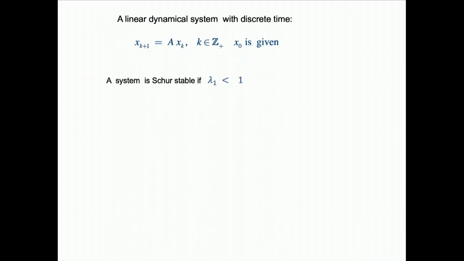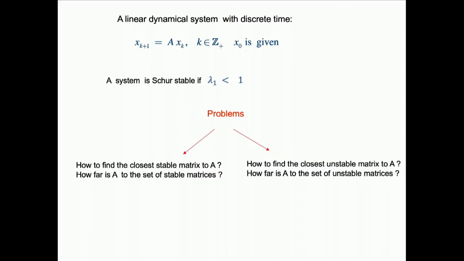And so we consider a positive linear system, and there are two problems. So if we have a linear system, let's say matrix, one matrix, how to make it stable? In other words, how to find the closest stable matrix to this matrix in some norm. So the closeness is measured by some norm. And the second problem is how to make it unstable.